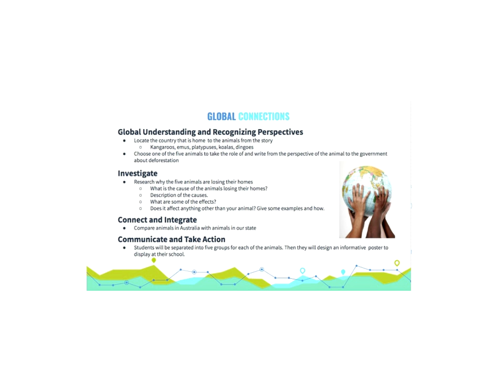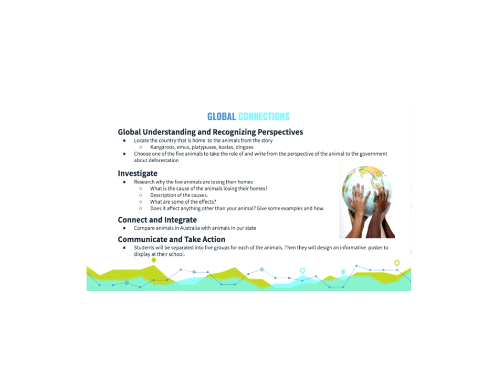do another activity. Under investigate, I would actually do this portion first and have them research why the 5 animals are losing their homes. We could guide them with questions such as what is the cause of the animals losing their homes, descriptions of the causes, what are some of the effects, and does it affect anything other than the animal that they are researching.